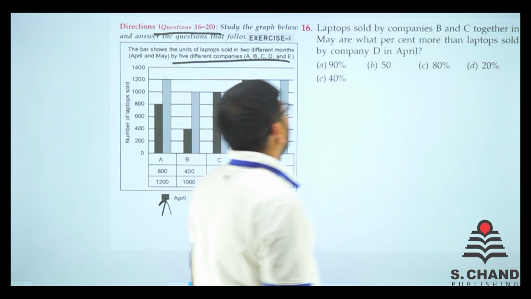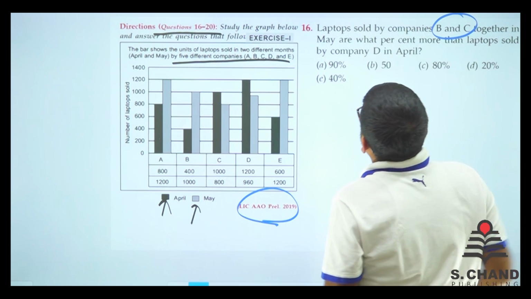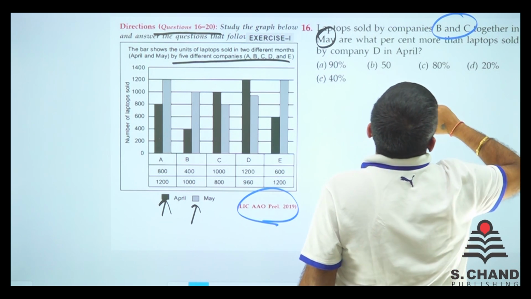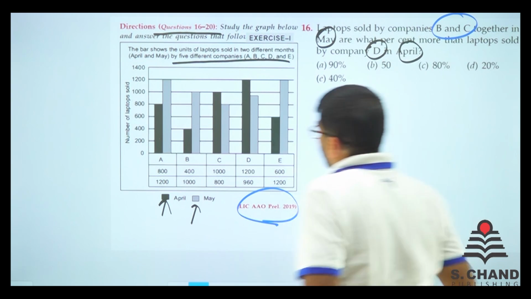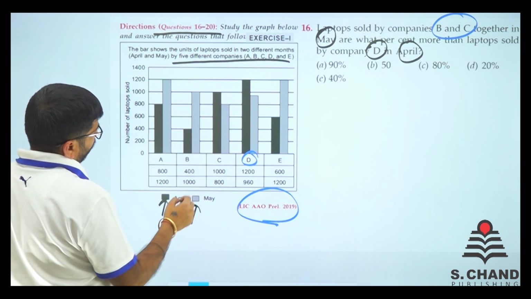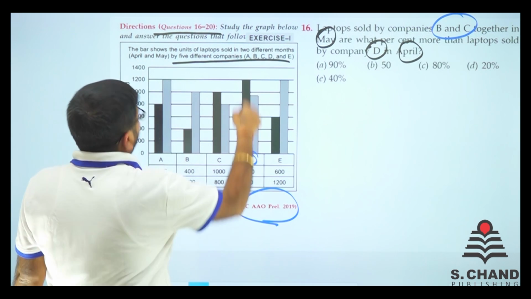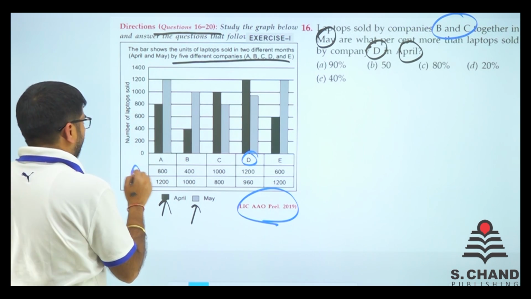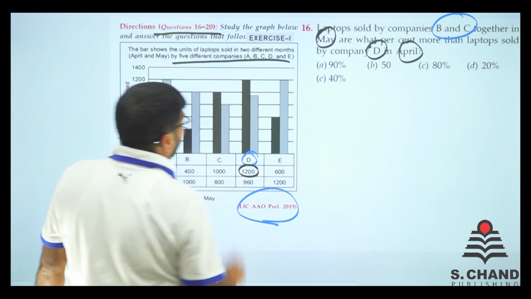Now what is asked? Laptops sold by companies B and C together in May are what percentage more than the laptops sold by company D in April? So company D in April. April is black, so black is 1200. The first one is April, the other one is May. So in April D is 1200.